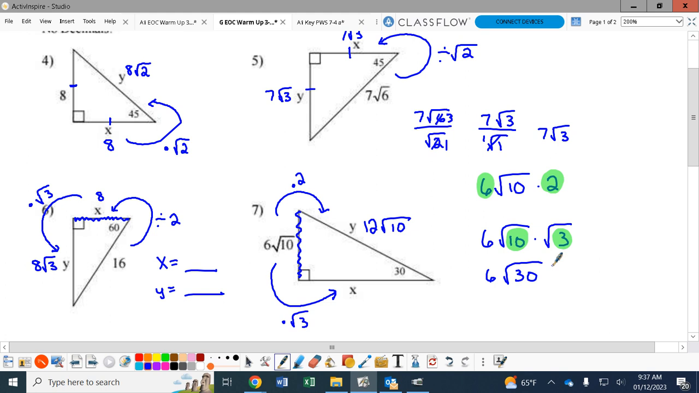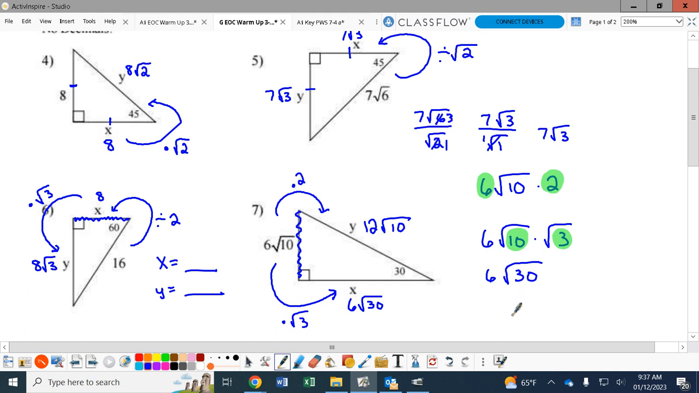30 divided by 5 isn't in that list. I'm just going through the list of perfect squares. 4, 9, 16, 25 won't go into it. No, it's as broke down as it can get, guys. That's the final answer for that one. So that would be 6 square roots of 30.